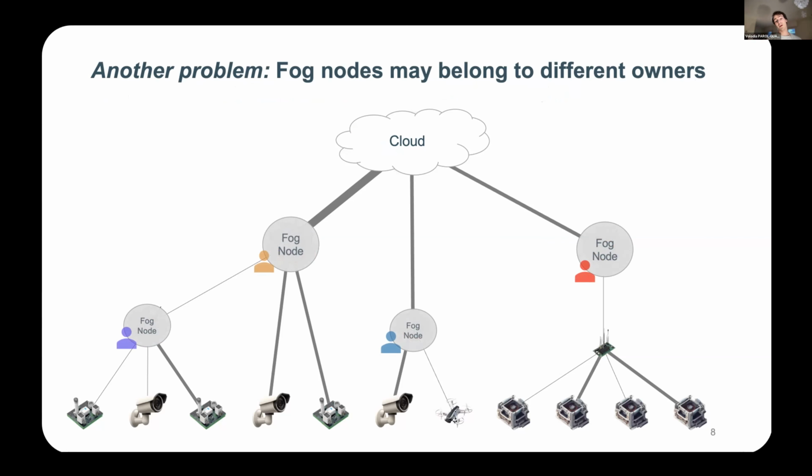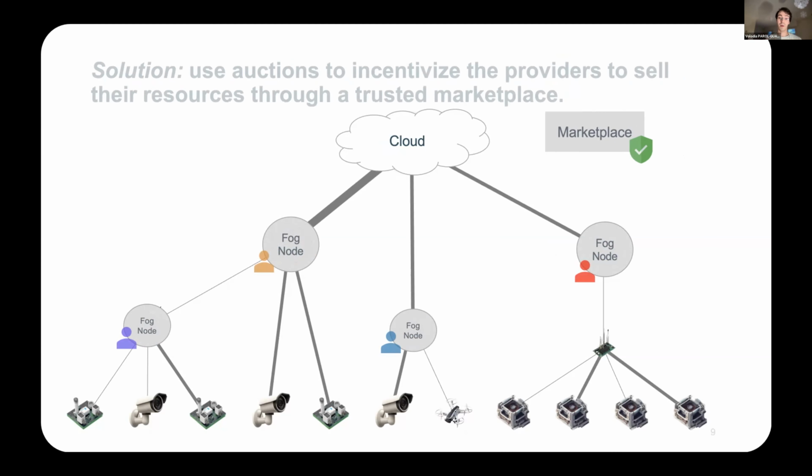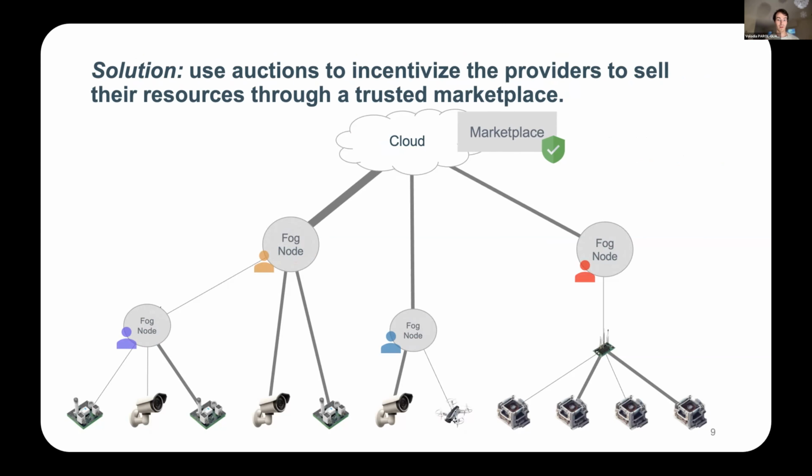Another problem is that if we want a big fog network, we have to allow multiple providers to be interested in joining our network, and thus we have to incentivize them. And one of the best ways to incentivize people is to use money. And so this is exactly what we are proposing in this paper: to use auctions to incentivize the providers to come and sell their resources and to participate in the network.